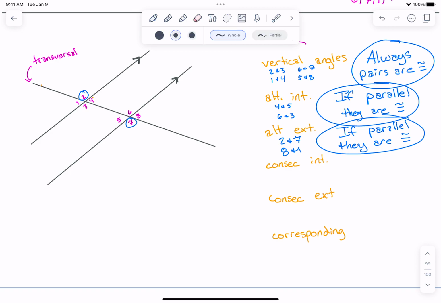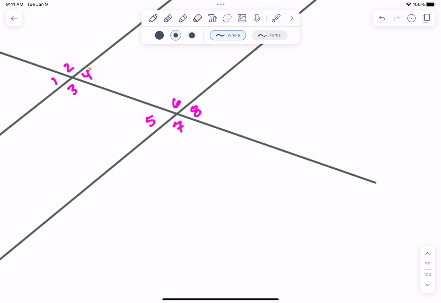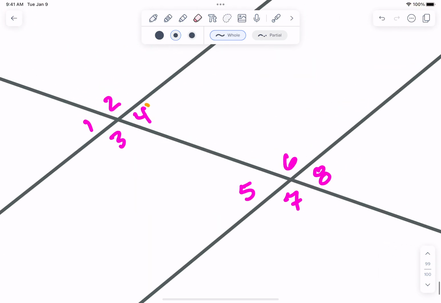All right, now we're gonna get to something a little different. Now we're talking about consecutive. Have you heard the word consecutive before? Where they say like consecutive numbers. Give me some consecutive numbers. 1 and 2, 3 and 4, 11 and 12. Consecutive means right next to each other, right? One right after the other. You are silly. All right, so consecutive interior means on the inside.